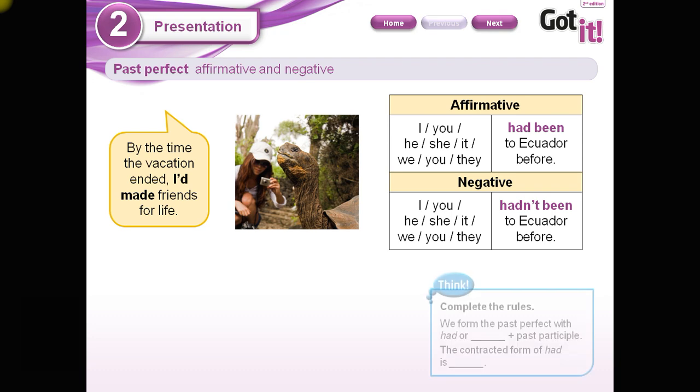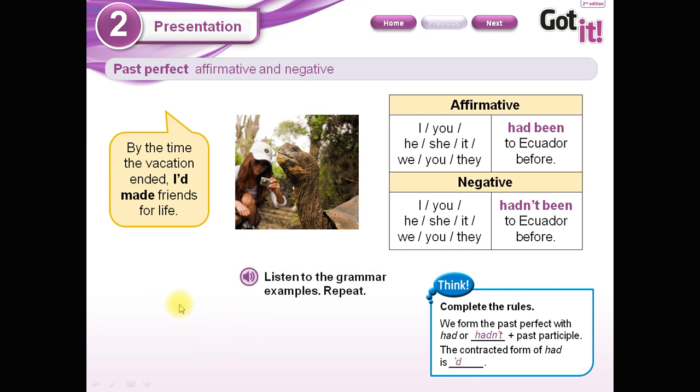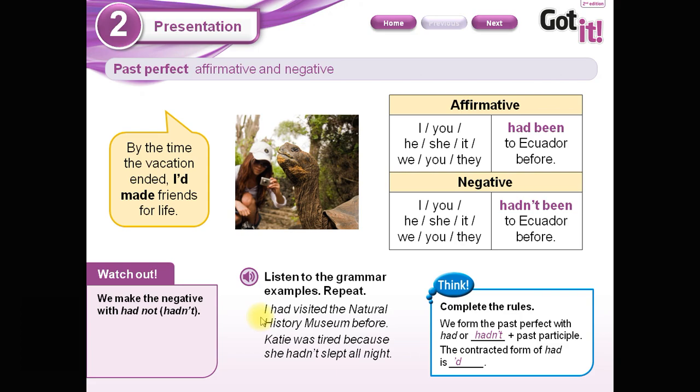¿Ok? Now, we are going to complete the rule. It says, we form the past perfect with had or hadn't plus past participle. The contracted form of had is apostrophe d. Okay? We have here some examples.